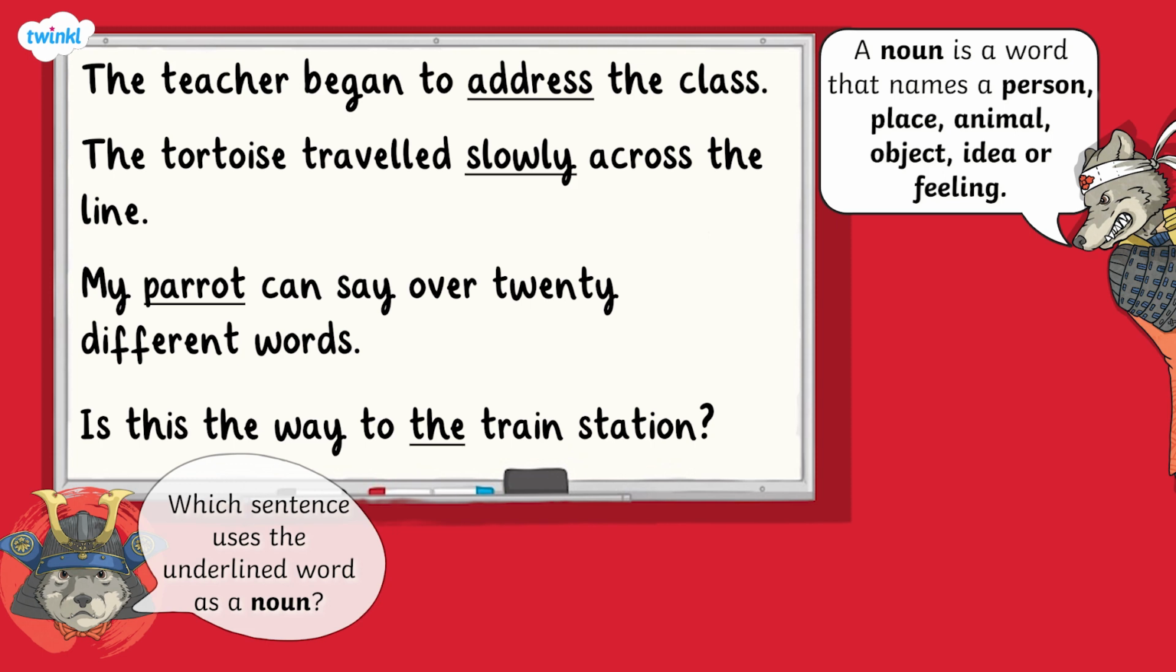The answer is my parrot can say over 20 different words. The word parrot is being used to name an animal and is therefore a noun.